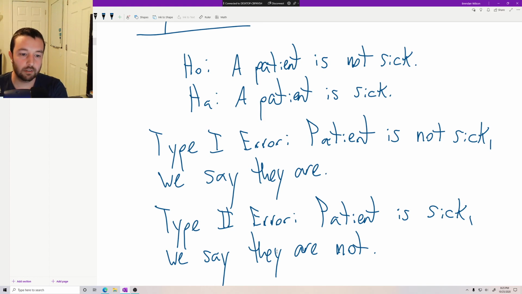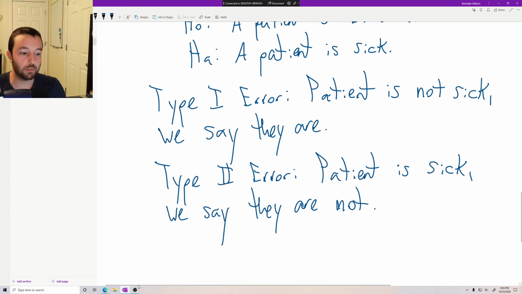If they're not sick and you say that they are, okay, well then, maybe you accidentally treat them. I mean, there's situations where it could be worse, but in general, that's not going to be as consequential as a patient being sick and you say that they're not, because then they'll just keep getting worse. Maybe they'll infect other people, right? There could be a lot more negative consequences to that. So here, the type 2 error is definitely the worst one.